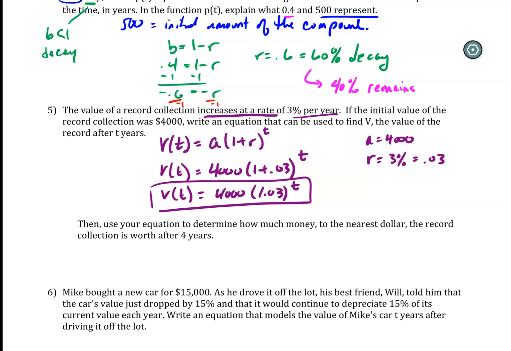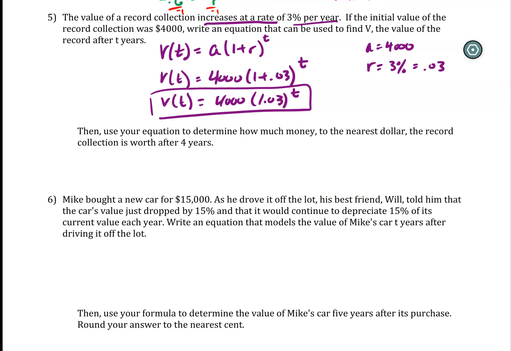Follow up to this is: use the equation to determine how much money, to the nearest dollar, the record collection is worth after 4 years. So once I have this, all I've got to do is take the years and plug it in for T. So T is going to equal 4. If we take our function, V of 4, it'd be 4,000 times 1.03 to the 4th. So we can plug this into the calculator.